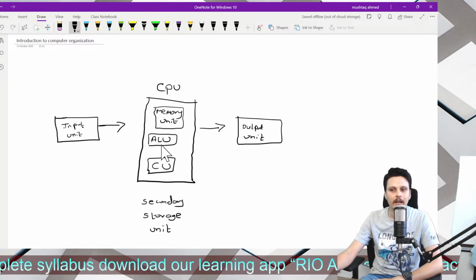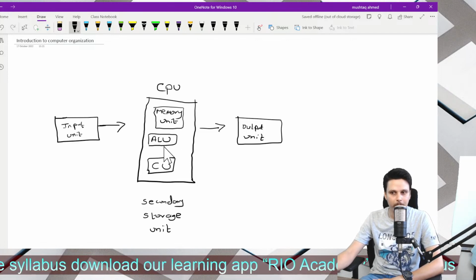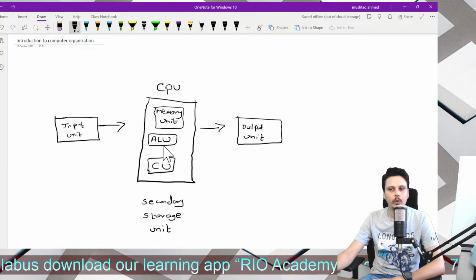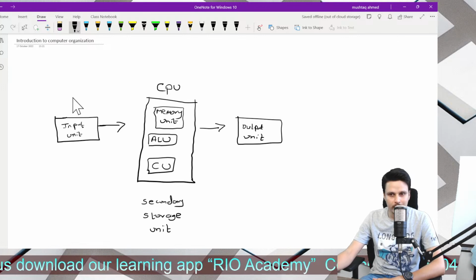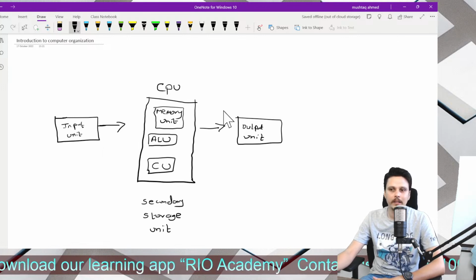Next comes the arithmetic and logic unit. So what does this unit do? You will get questions related to all these. That's why I am teaching you.